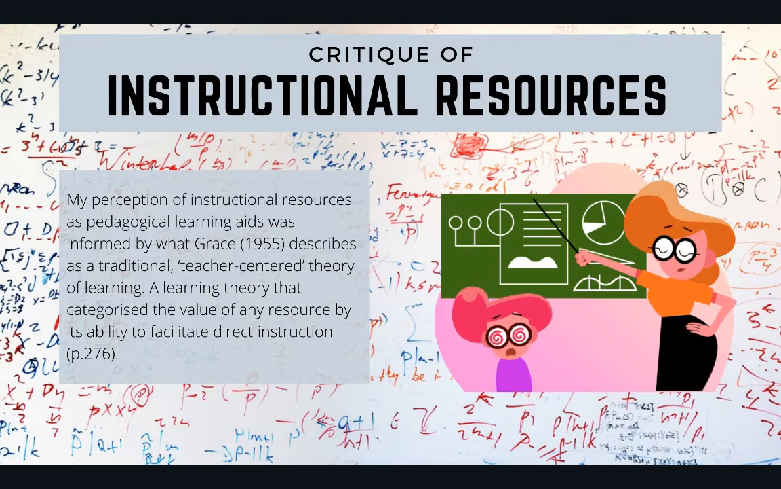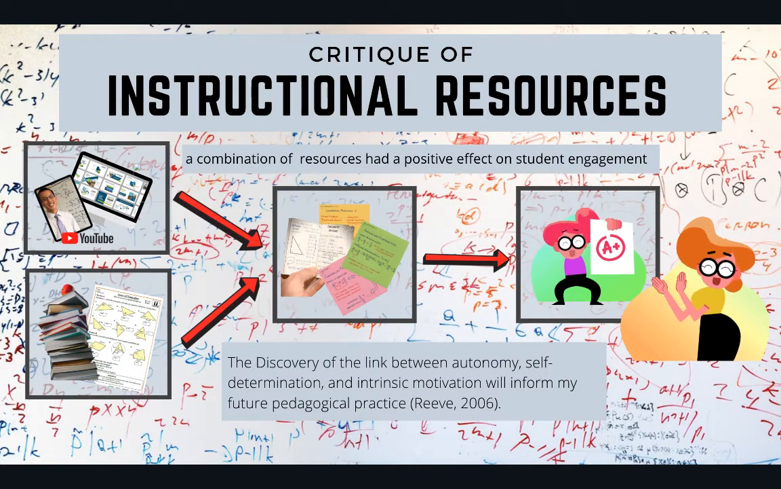The observation of the positive impact that a combination of instructional resources could have on student engagement, particularly when used as part of a well-planned, student-centered learning experience, has given me cause to question the comparative efficacy of the traditional direct instructional model. The failure of direct instruction to consider the cognitive diversity among students only reinforces this belief. Witnessing the significant improvement in student engagement when instructional resources are used to facilitate student autonomy has ensured that the link between autonomy, self-determination, and intrinsic motivation will inform my future pedagogical practice.